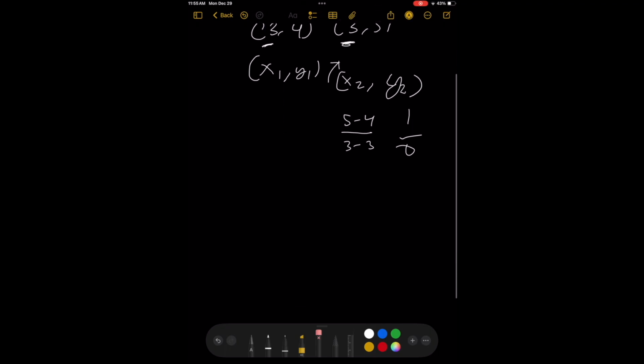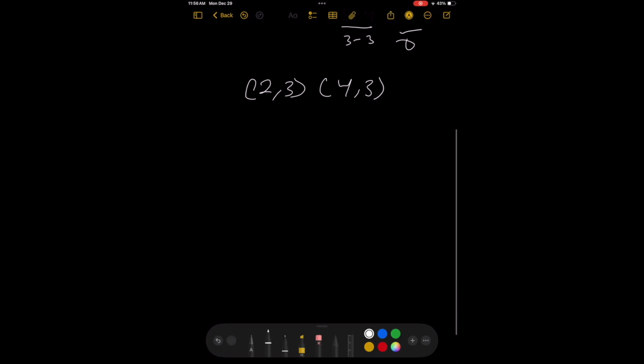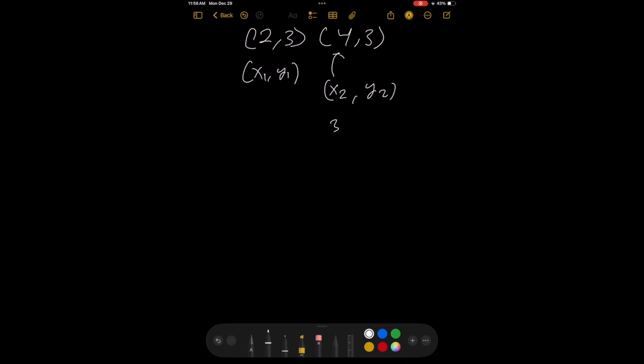Now there's another case where we might have something like this. x is bigger here, so I'm just going to choose this as x2. Let's see, y2 minus y1. 3 minus 3. Oh, okay. 4 minus 2. Well, we get 0 over 2. It doesn't matter what the denominator is. If we have 0 on the top, the whole thing's just 0.